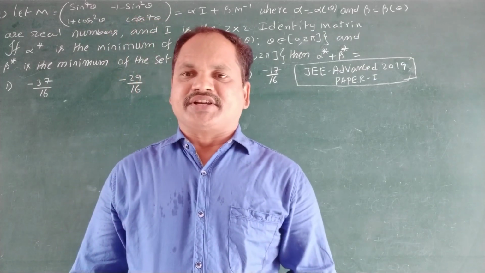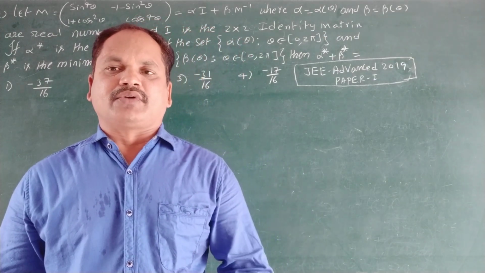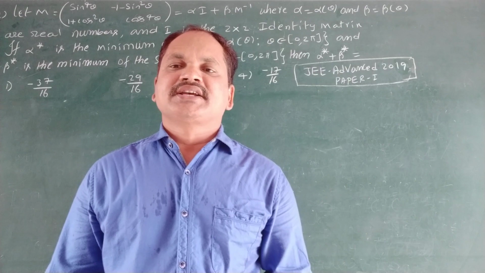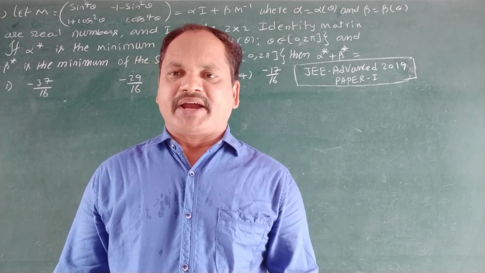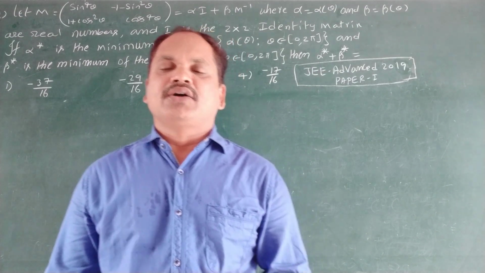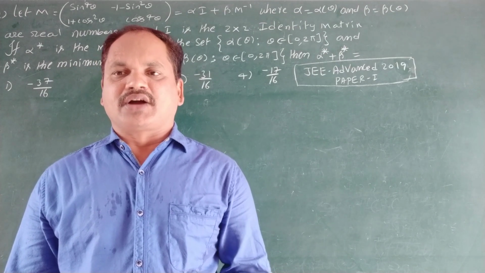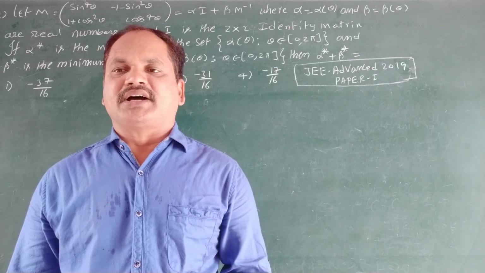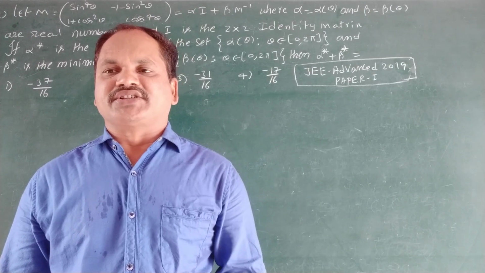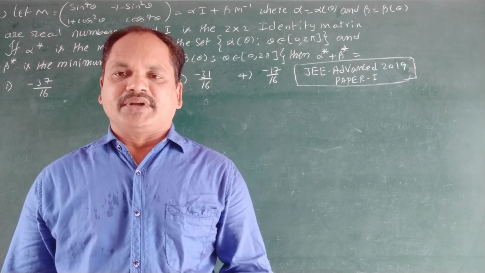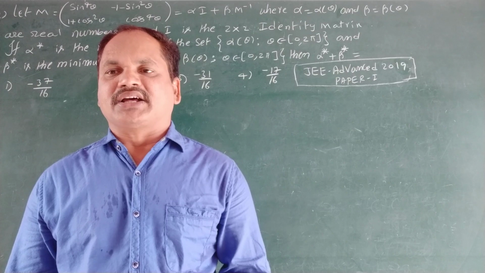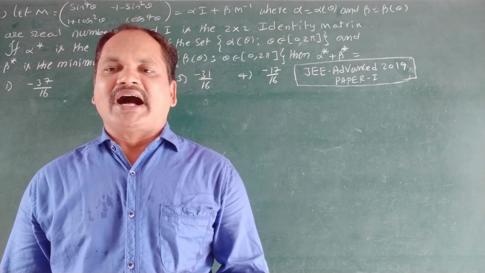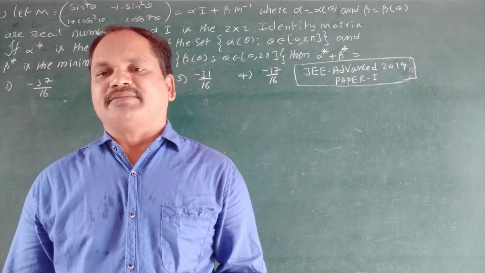Okay, dear students, observe the question. Let M be the 2 by 2 matrix [sin^4 θ, −1 − sin^2 θ; 1 + cos^2 θ, cos^4 θ] equal to αI + βM^(-1), where α = α(θ) and β = β(θ) are real numbers and I is the 2 by 2 identity matrix.